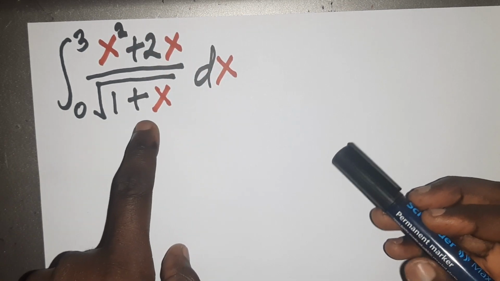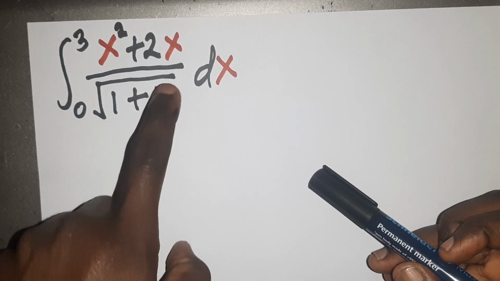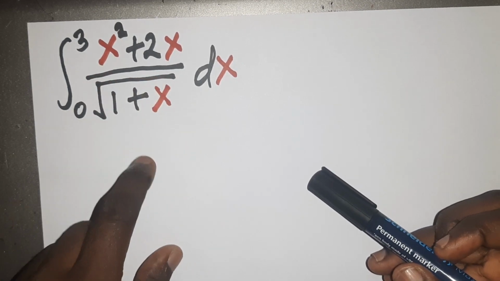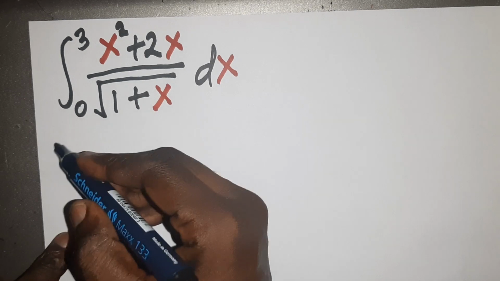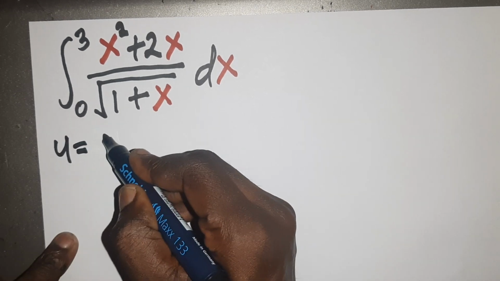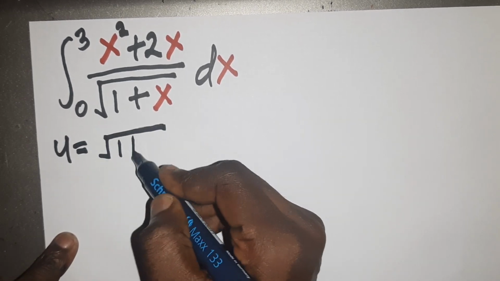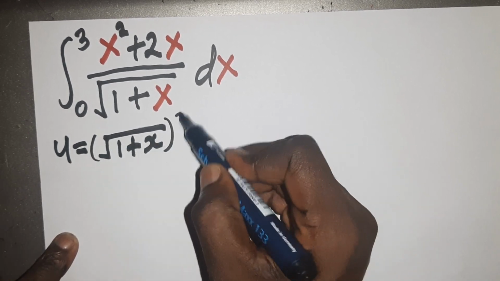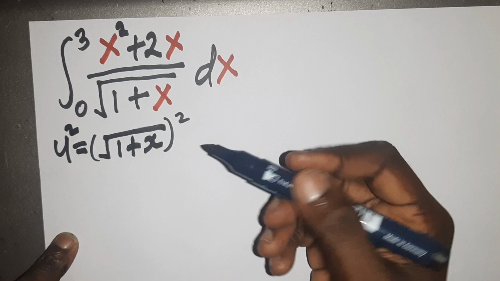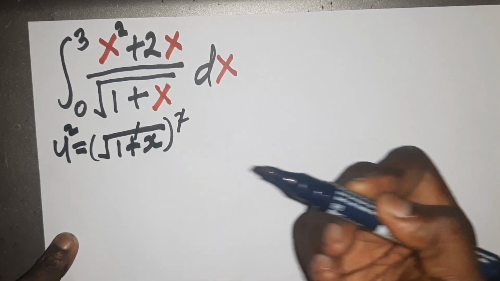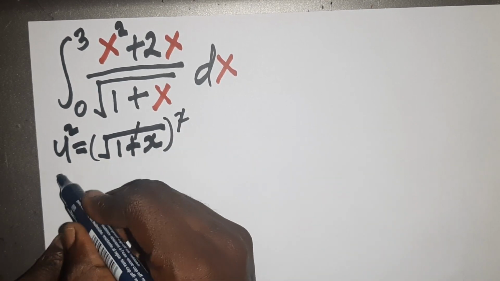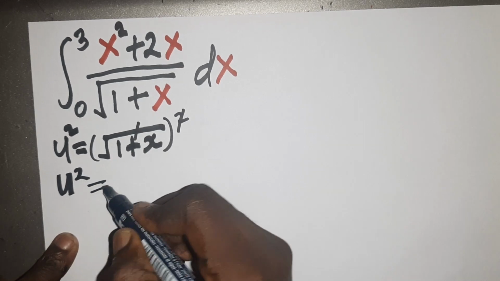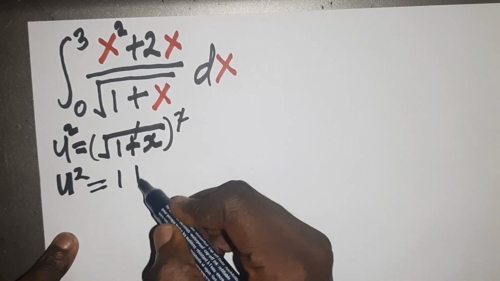So in this case, our u will now be the whole root 1 plus x. So let's start from there. u will now be equal to root 1 plus x. And then to eliminate this root, we'll have to square both sides. Now this 2 cancels out the root. We now have u squared equal to just 1 plus x.